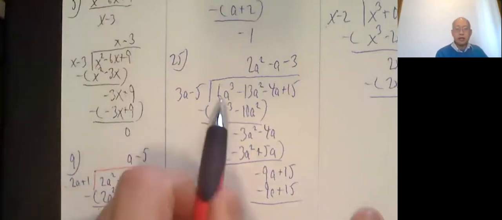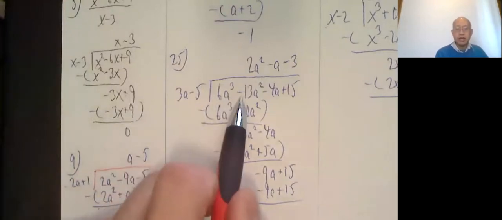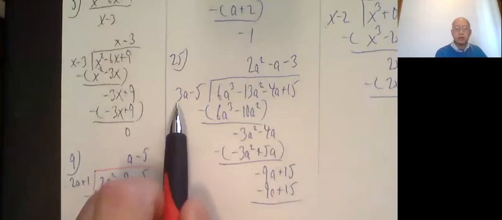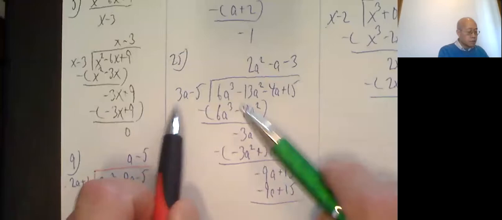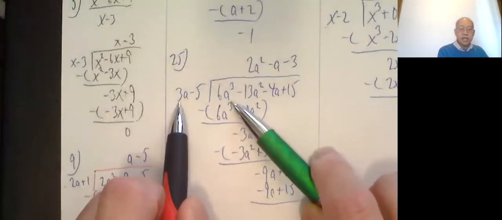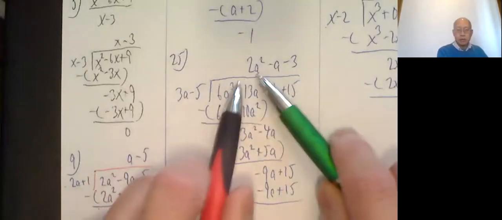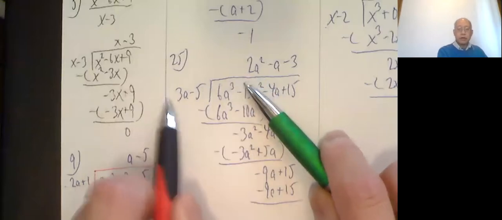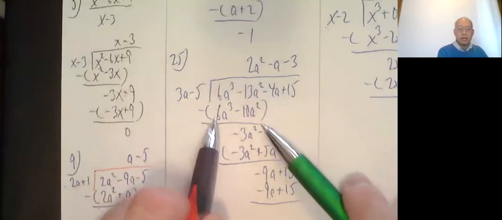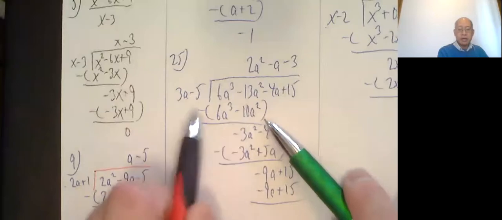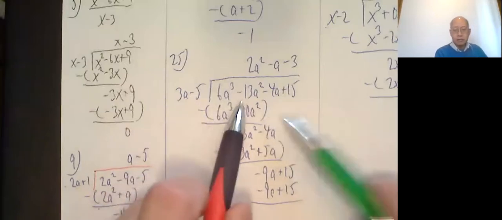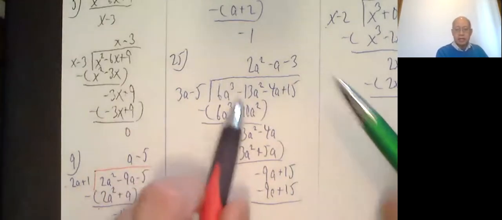25, a little bit longer. 6a cubed minus 13a squared minus 4a plus 15 over 3a minus 5. Okay, so it's a little bit longer. So how do I go from 3a to 6a cubed? 2a squared. 2a squared times this whole thing is 6a cubed minus 10a squared. Subtract. That cancels out.